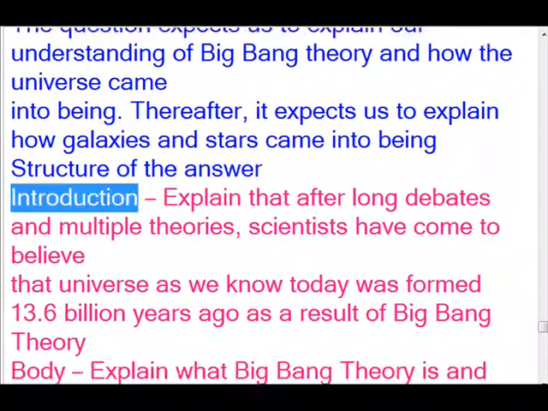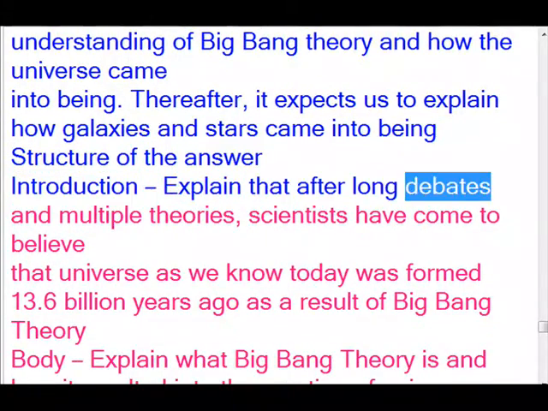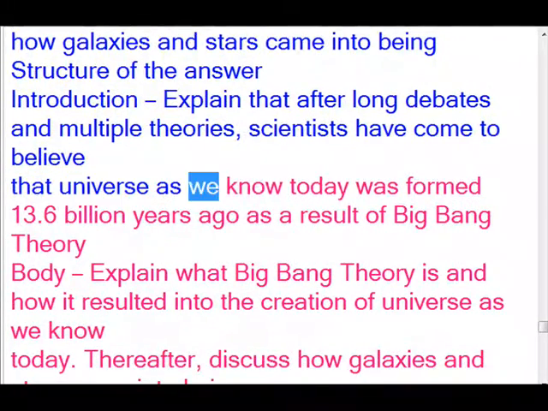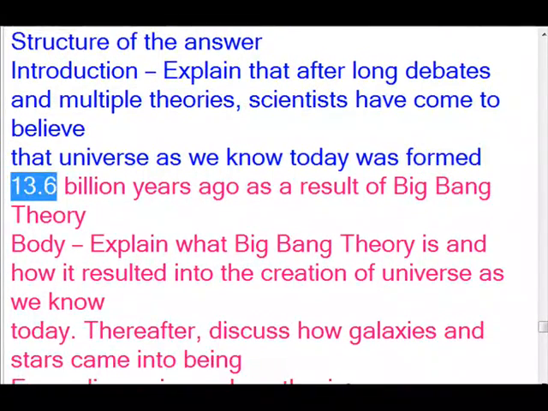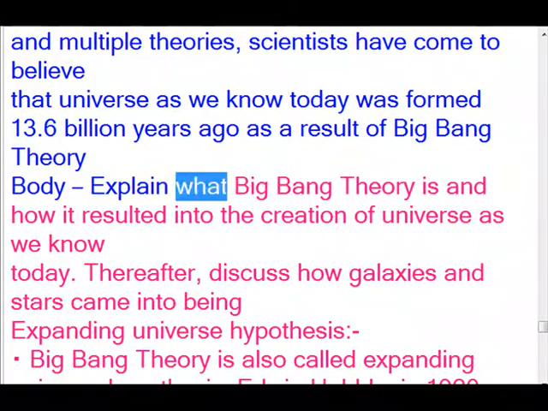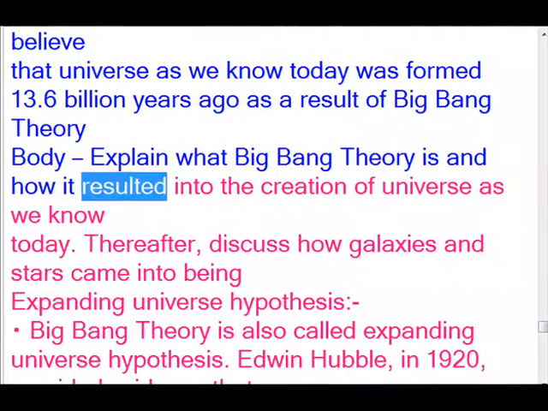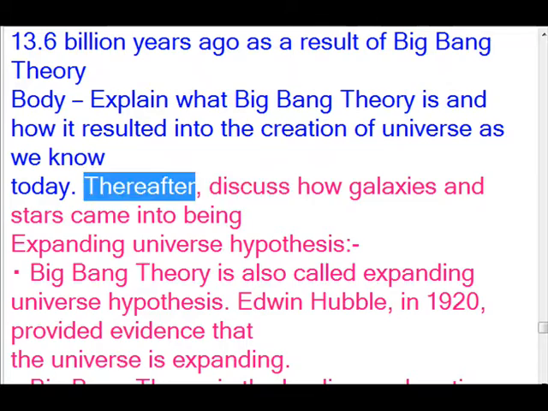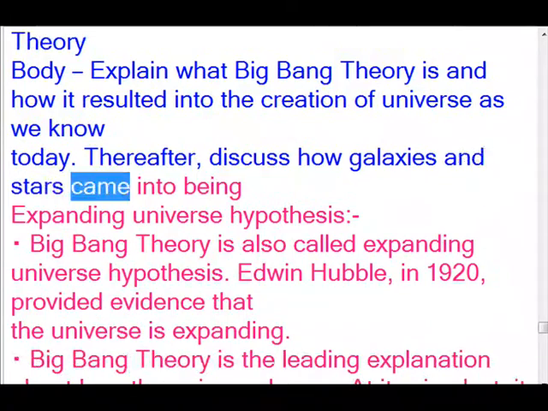Structure of the answer. Introduction. Explain that after long debates and multiple theories, scientists have come to believe that the universe as we know it today was formed 13.6 billion years ago as a result of Big Bang theory. Body. Explain what Big Bang theory is and how it resulted in the creation of the universe as we know it today. Thereafter, discuss how galaxies and stars came into being.